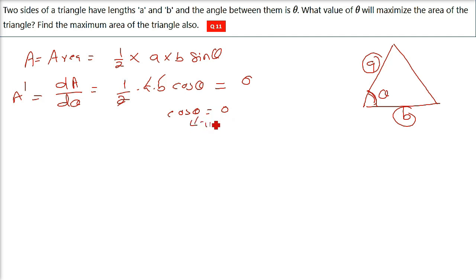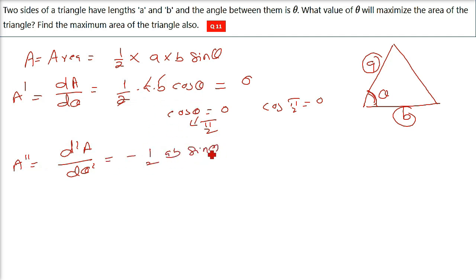So cos theta equal to 0, that means theta has to be pi by 2, because we are talking about a triangle and the angle of the triangle cannot go beyond that. The highest angle can be pi by 2. If it is an acute angle, fine; obtuse, of course, it will be higher. So we'll stick with this pi by 2 and I'm differentiating it again.